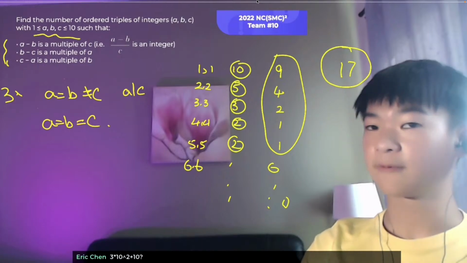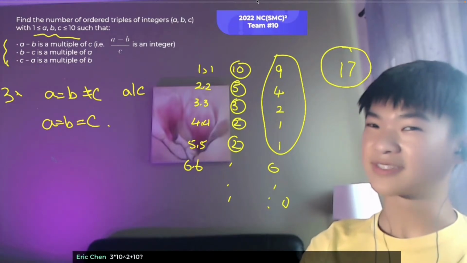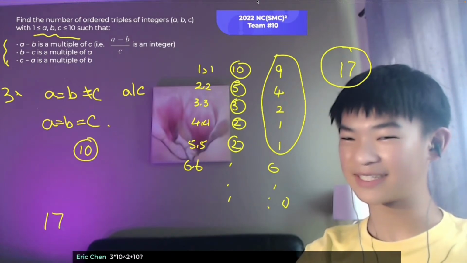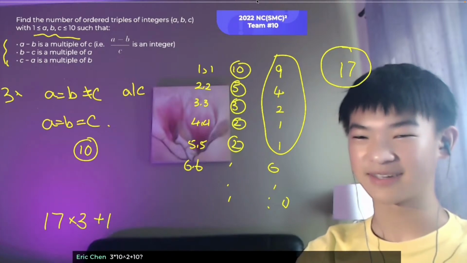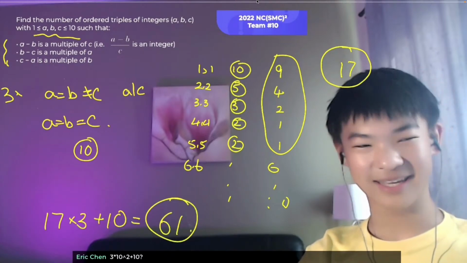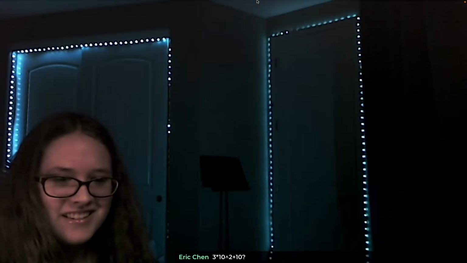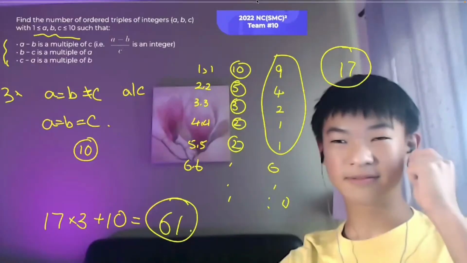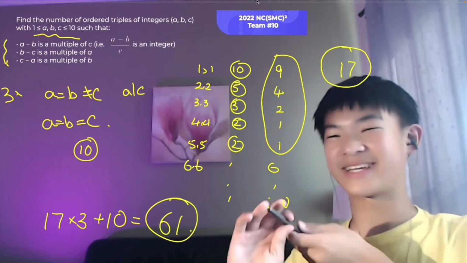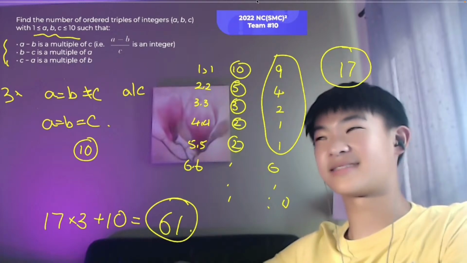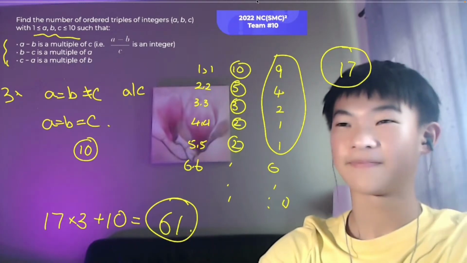Now, A equals B equals C, I think they all work because 0 is a multiple of everything. So that'd be 10 ways. So if we do 17 times 3 for the permutations and then plus 10, we would get 61. And I think that's the answer, right? I think so. Let's see. Yep, the answer is 61. Woo! That was a beautiful idea, Megan. Yeah, this problem, it's just the equality case and noticing that you can't be a multiple of something that's less than you unless it's 0, and it's not even 0.